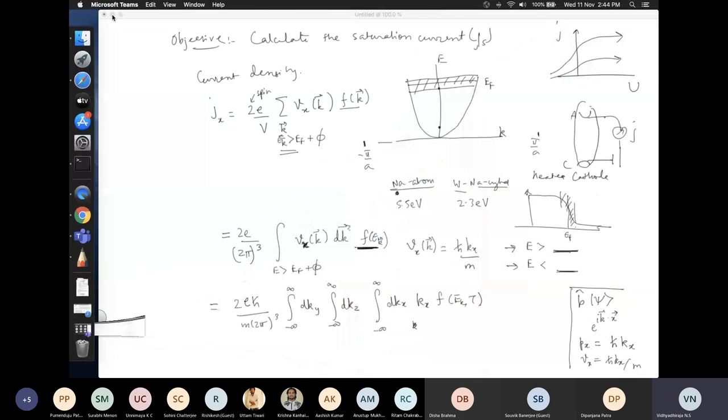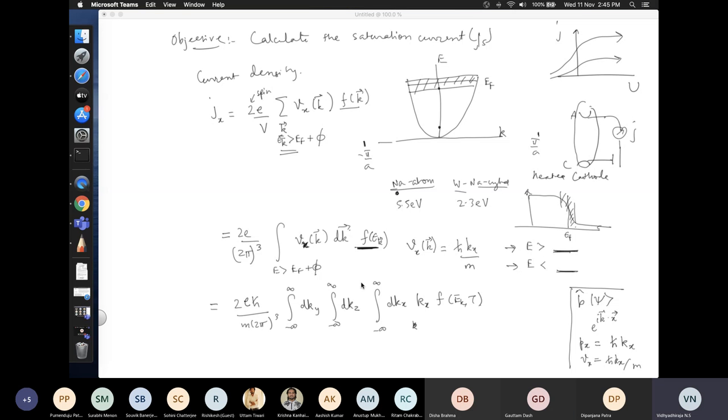Gautam, what I have written here and what I have written here, are these two expressions consistent with each other? No, right? Good. So what is the discrepancy? What should I do here in order to incorporate this constraint? I think you should add the density of states.